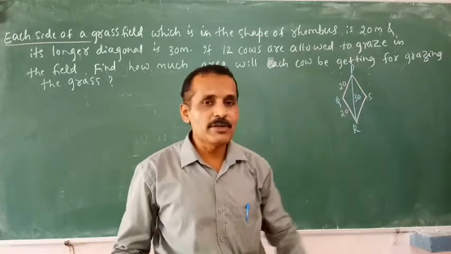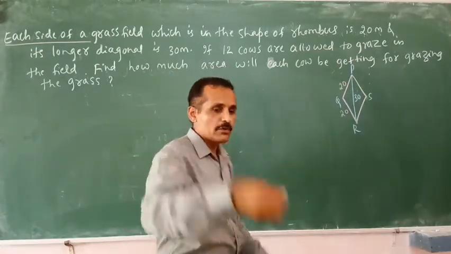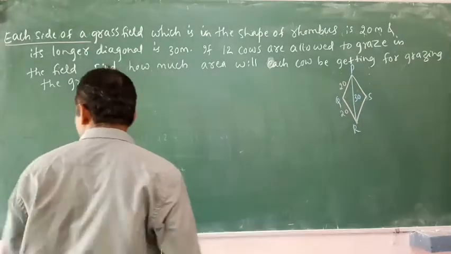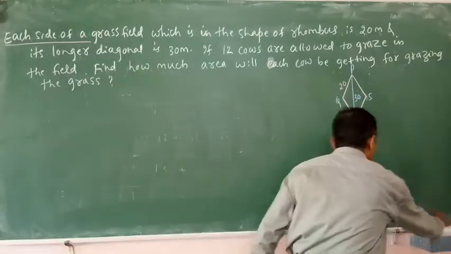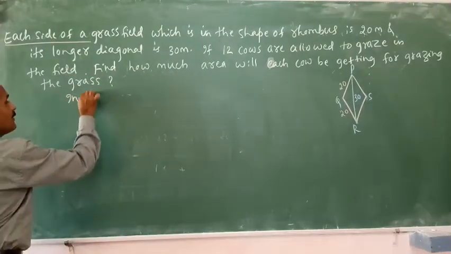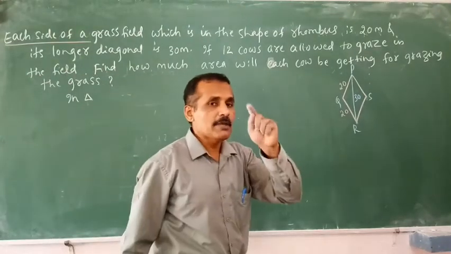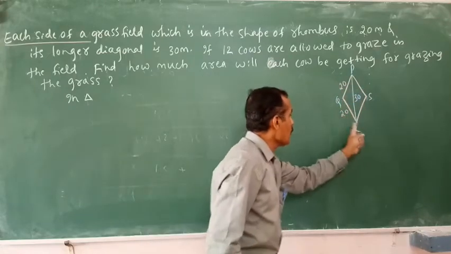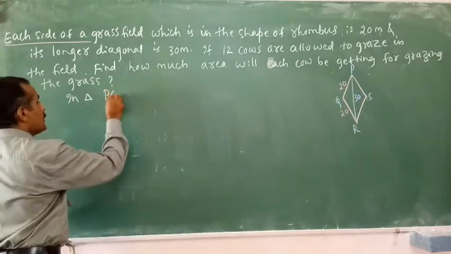Now you can pause the video, start solving, and check your answer at the end. Come on, I will start. What can be done? I will start with the triangle. I will apply Heron's formula for the first triangle, PQR. In triangle PQR.